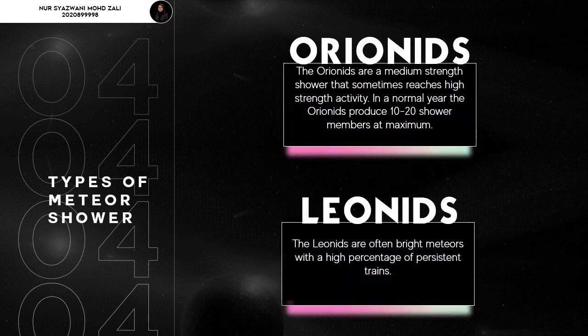Okay, here are some types of meteor showers. Firstly, Orionids. The Orionids are a medium strength shower that sometimes reach high strength activity. In a normal year, the Orionids produce 10 to 20 shower members at maximum. Secondly, Leonids. The Leonids are often bright meteors with a high percentage of persistent trains.